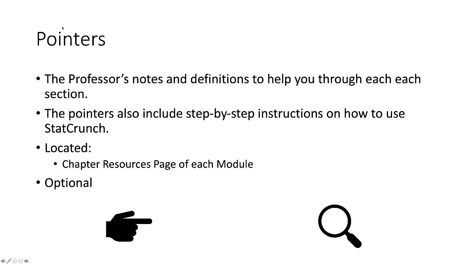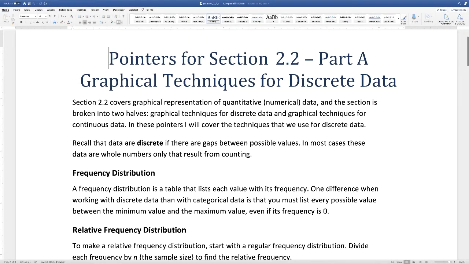The pointers also include step-by-step instructions on how to use StatCrunch. Here are the pointers for Section 2.2. They include the critical definitions and StatCrunch steps. The definitions and steps for StatCrunch are also included within the IRA. I include them separately so you can look at the key definitions and instructions on one page.